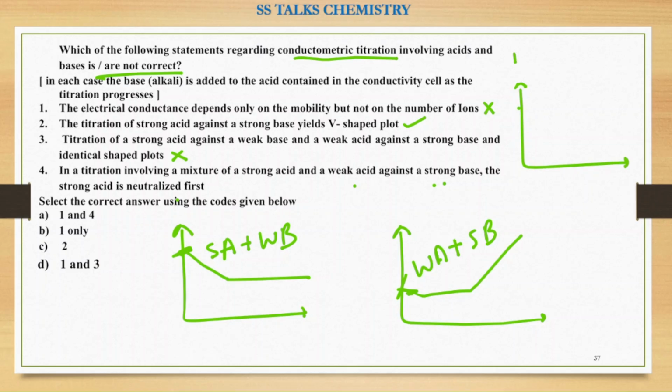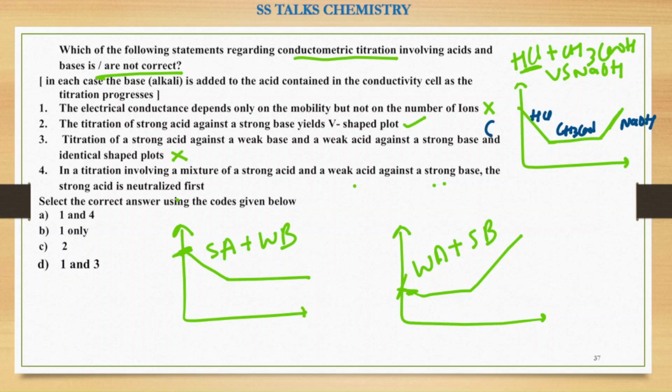Initially, suppose you have an HCl and acetic acid mixture and you are treating it with NaOH. Initially the H+ ions from the HCl will be neutralized at this point, then the neutralization of the weak acid will start, and after that the NaOH conductance is going to come. So the initial part is because of the HCl, this is because of the acetic acid, and after that the NaOH conductance takes place.